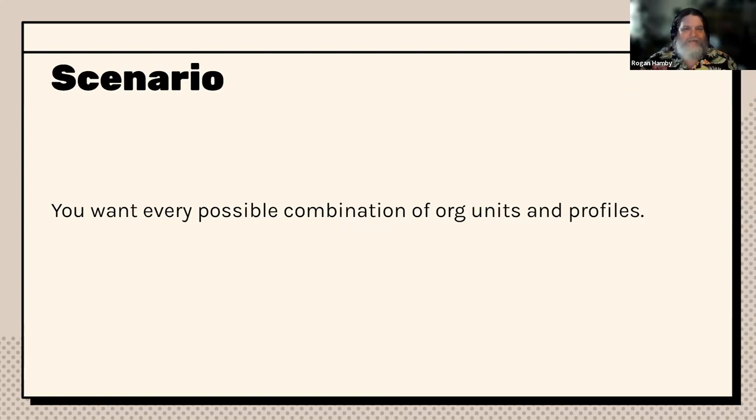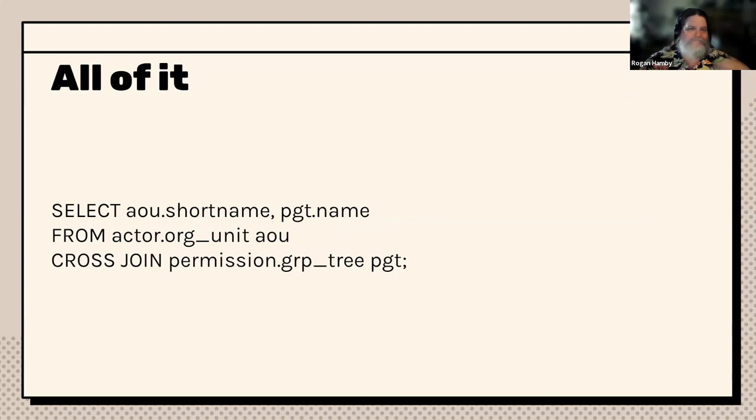So in this case, let's say you wanted to make a list of org units and profiles, then this will do that for you. And you don't do an ON statement with a cross join, because you don't care about those values. You're not really comparing anything. You're just saying, give me everything. In this case, it will literally list every org unit short name with every profile group name. If that does not seem terribly useful to you, it doesn't to me either.